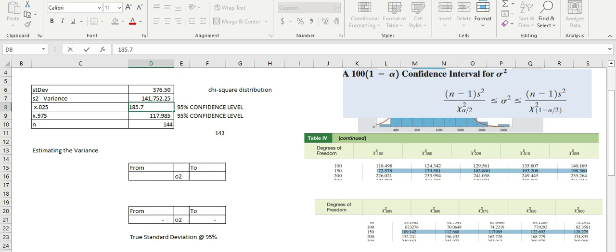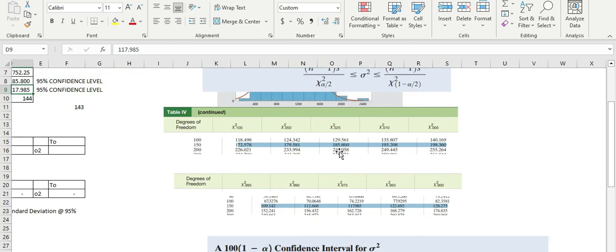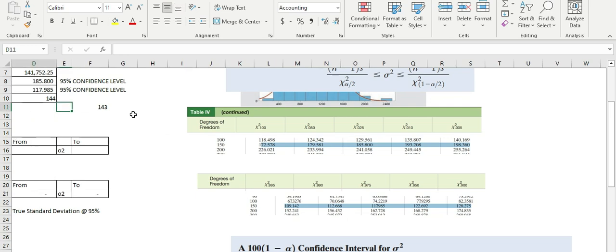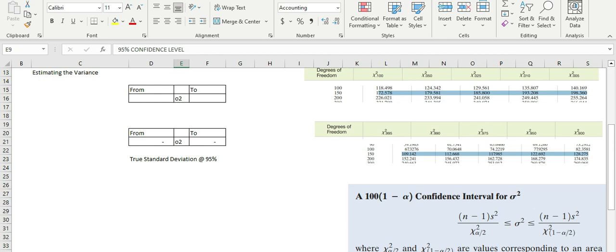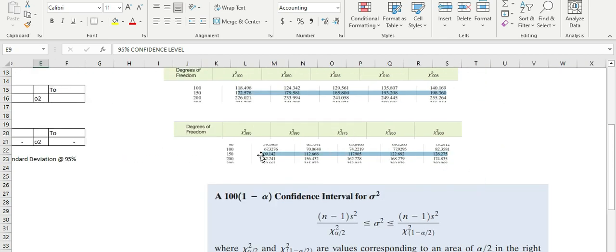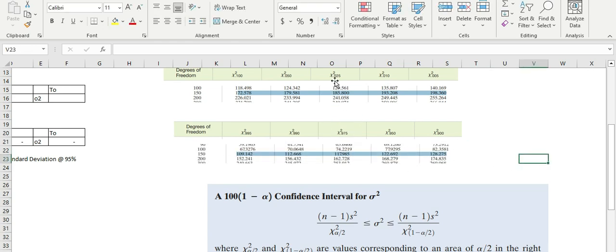This is 185.8. So the upper limit, I mean, is chi-square 0.975. If we look at that, with the degrees of freedom, chi-square 0.975 is 117.985. So 150 again.